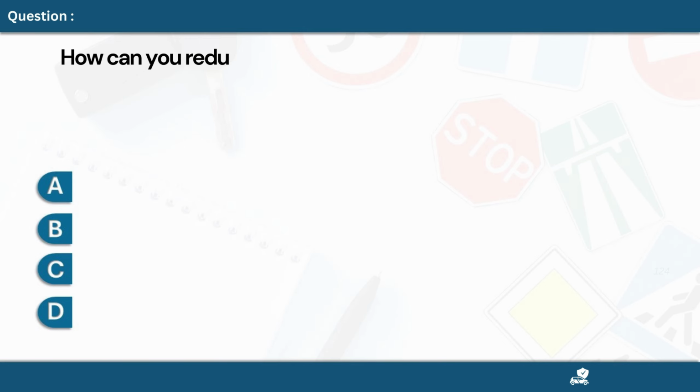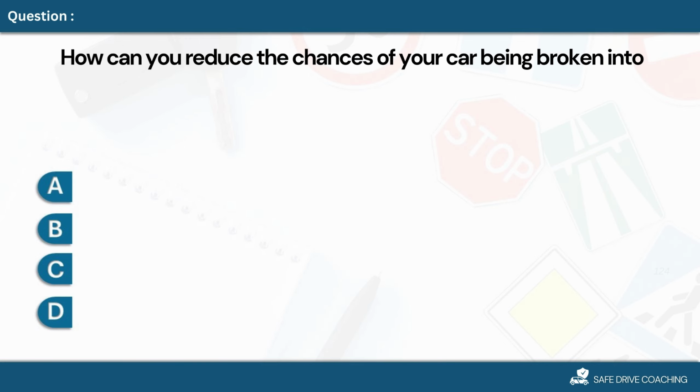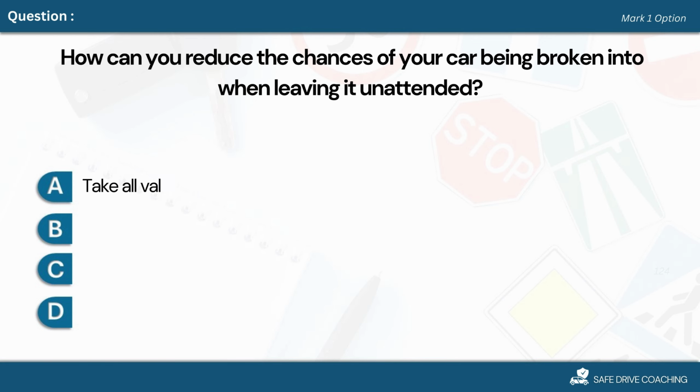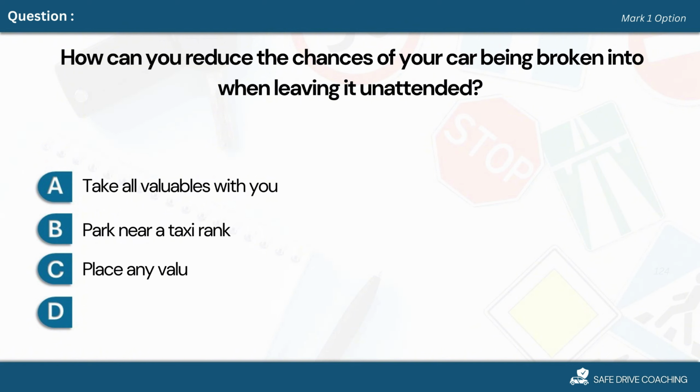How can you reduce the chances of your car being broken into when leaving it unattended? A. Take all valuables with you. B. Park near a taxi rank. C. Place any valuables on the floor. D. Park near a fire station.